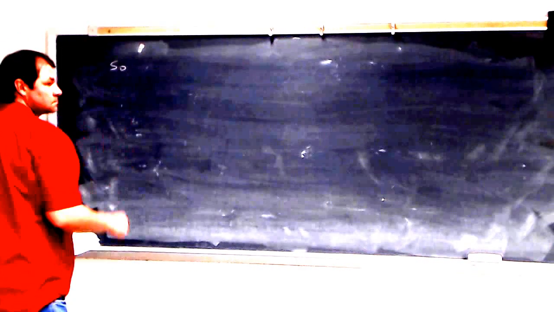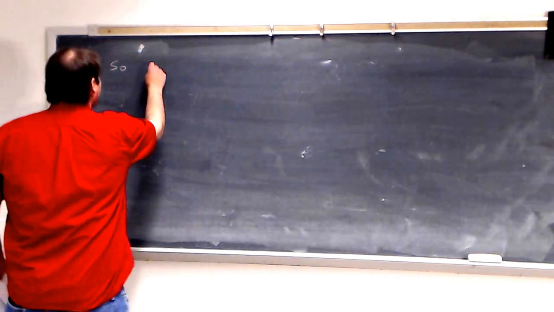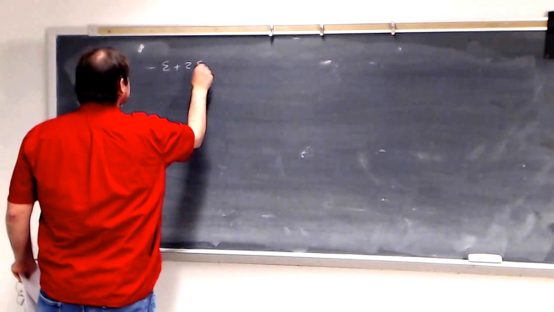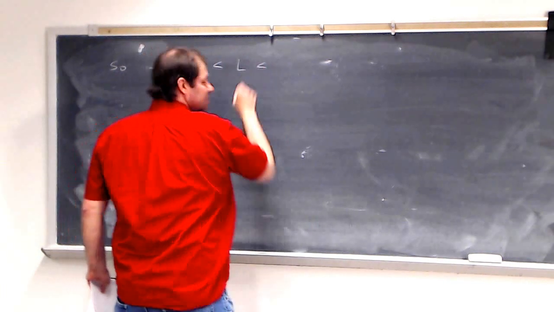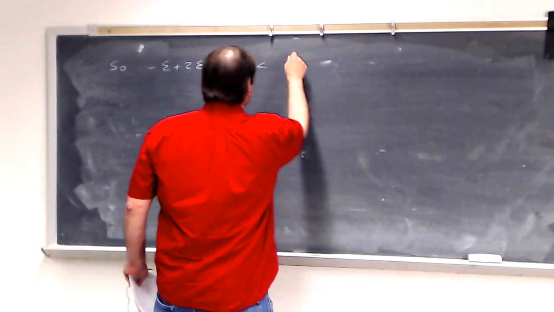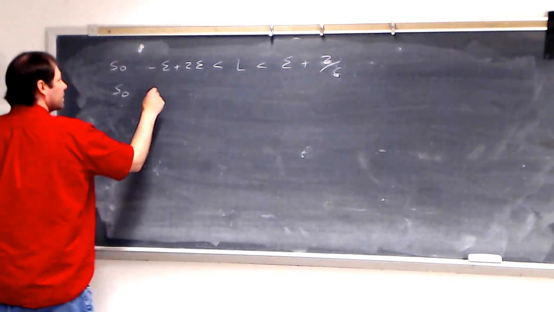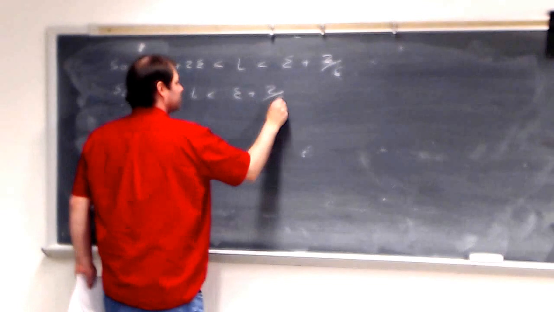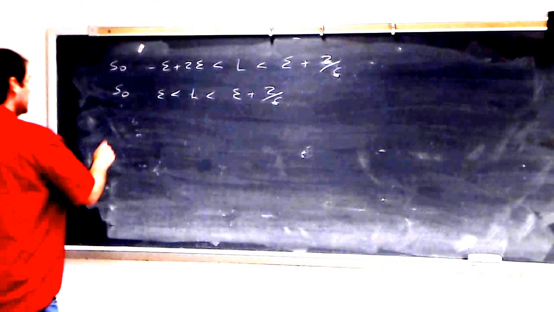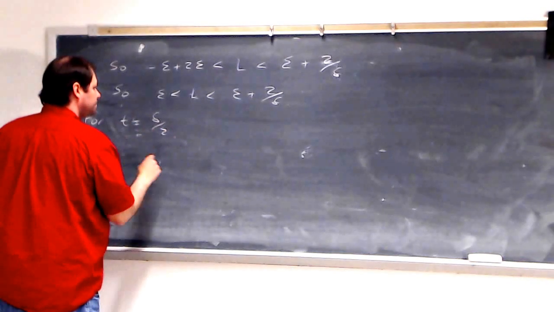So, we have minus epsilon plus 2 epsilon is less than L, which is less than epsilon plus 2 over delta. So, epsilon is less than L is less than epsilon plus 2 over delta. Great. Now let's consider the case where t is equal to delta over 2.